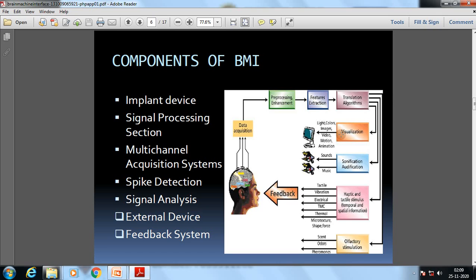We also have a processor. We also have a sonification audification part. We have haptic tactile stimuli, temporal and spatial information, and olfactory stimulation. After all these components work together, these are the components which basically help to create the brain machine interface which is desired or required. So let's go to the next slide.